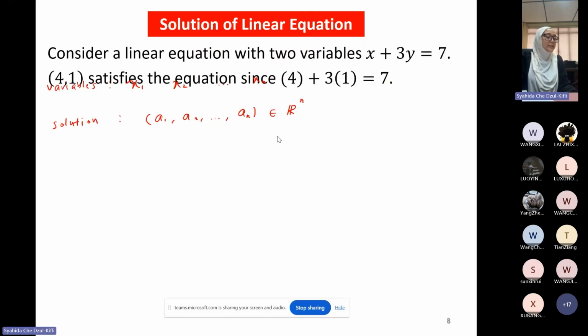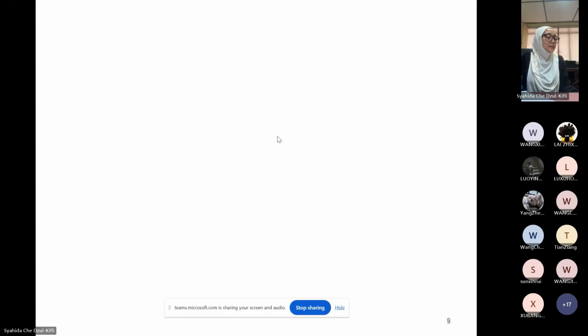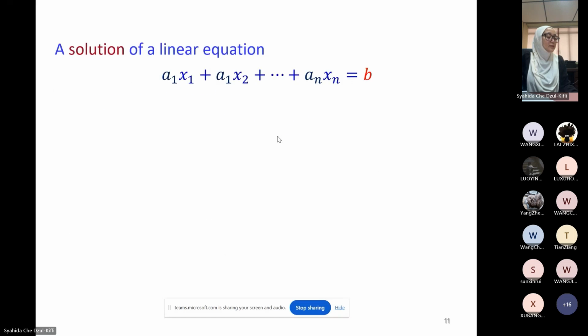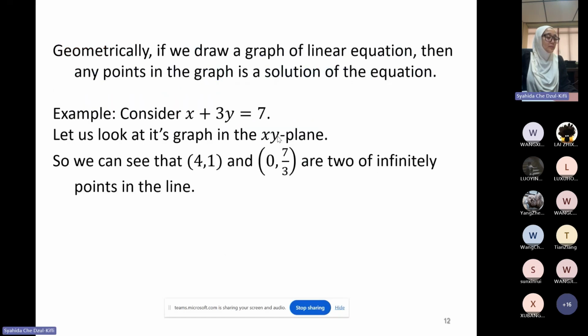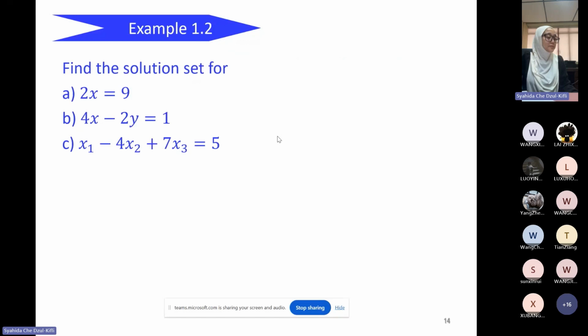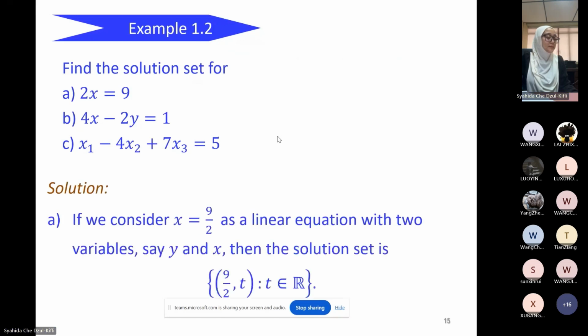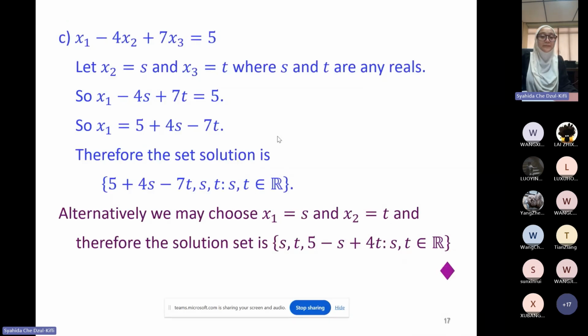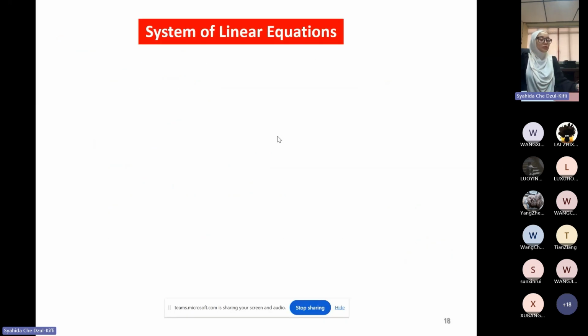Okay, systems of linear equation. We have seen this. If I'm not mistaken, we stopped until here, right? So we are continuing the topic with systems of linear equations.